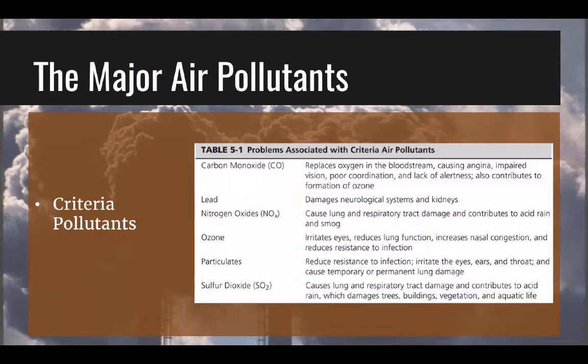Six major pollutants are targeted in the Clean Air Act of 1970. This group of pollutants was called the criteria pollutants. The term criteria pollutants derives from the National Ambient Air Quality Standards requirement that EPA must describe the characteristics and potential health and welfare effects of these pollutants.